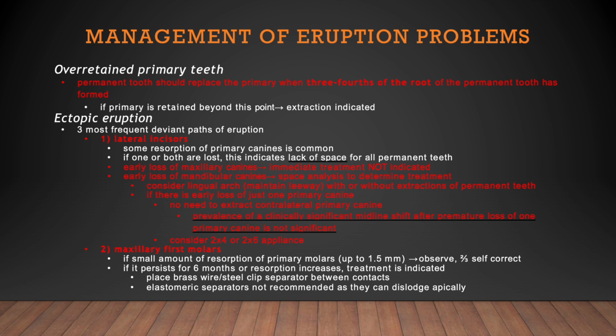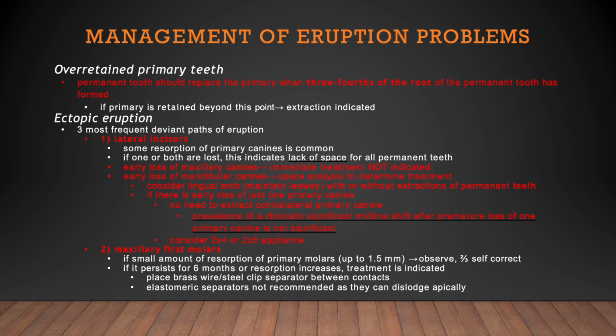One of the solutions for an early loss of mandibular canine is a lower lingual holding arch to maintain the leeway space or the E space. And if there's early loss of just one primary canine, in Dr. Proffit's book, he says that there's no need to extract the contralateral primary canine because the prevalence of a clinically significant midline shift after the premature loss of one primary canine is not significant. In these cases, you can consider a 2x4 or 2x6 appliance.